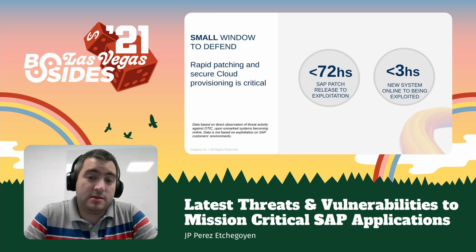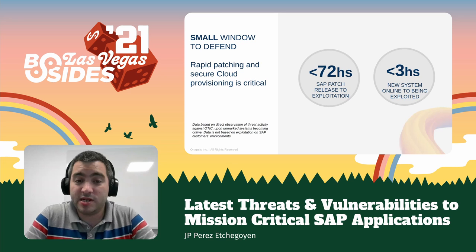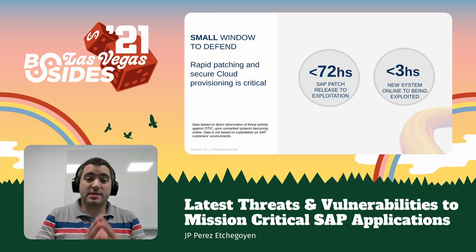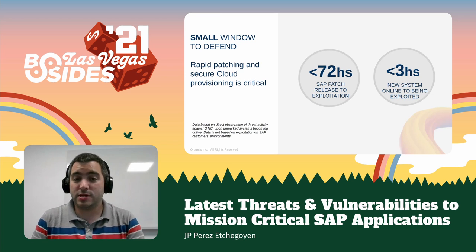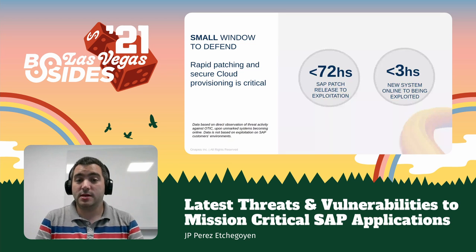In the worst case, from patch being released to exploitation, it was as bad as 72 hours. That means that from the moment that SAP released the patch to a critical vulnerability to the moment that that critical vulnerability started being exploited was less than 72 hours.